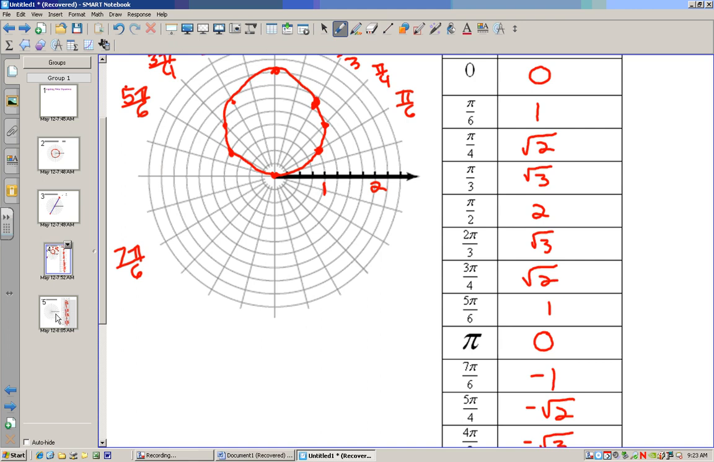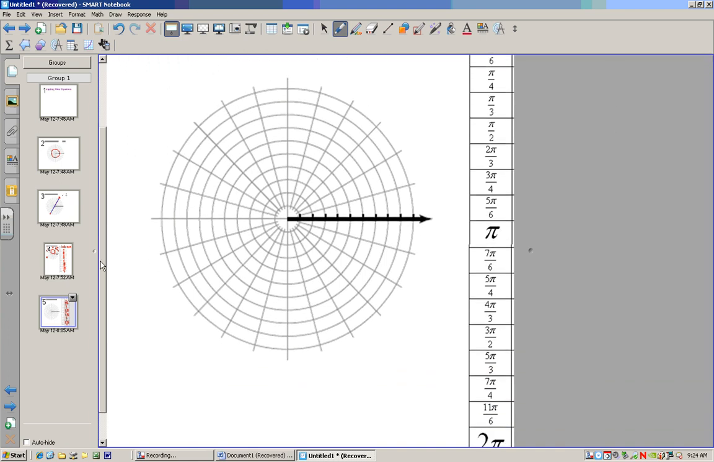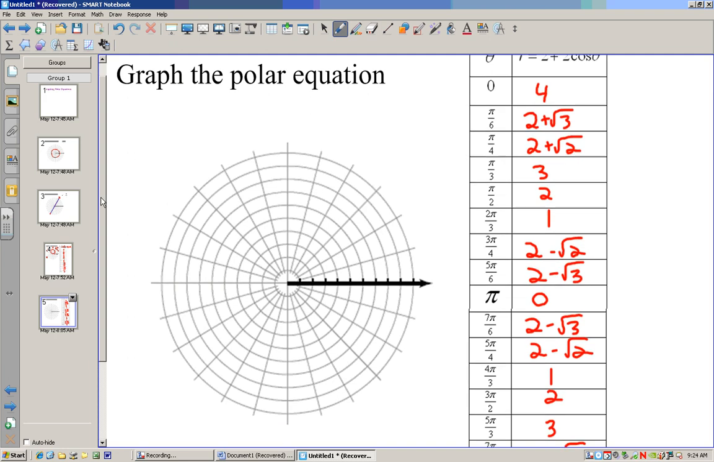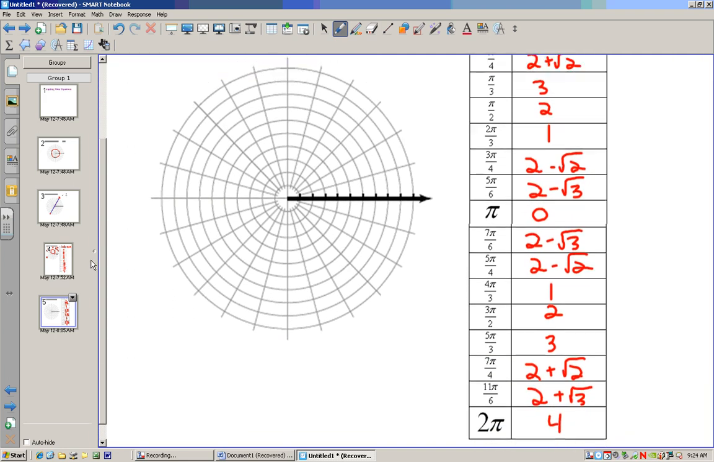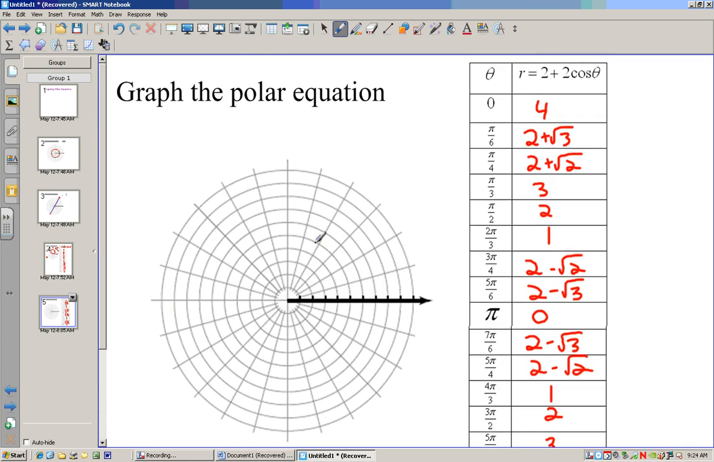All right, so we're done with that one. Now, our graph is going to be a little bit different. r equals 2 plus 2 cosine theta. I'll give you guys a few minutes to try to find all of the values between 0 and 2 pi. So pause the video. Here are the points that we have. The points range from 0 to 4, so we have to think of an appropriate scale. Maybe every 2. So 1, 2, 3, 4.